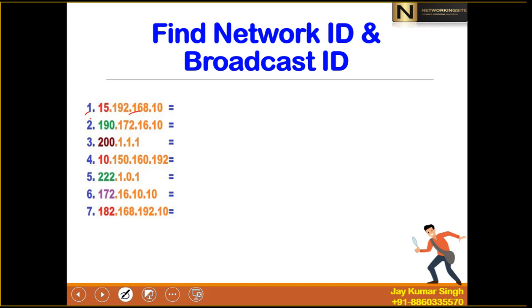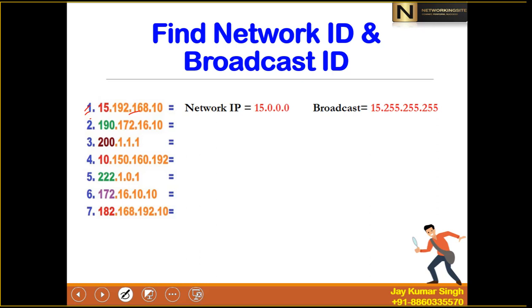So what is the network ID? Always keep in mind, I told you the network ID is the first IP address of any network and the broadcast is the last IP of any network. So what will be the first IP address of this? 15.0.0.0. Okay. Now tell me for the second one.